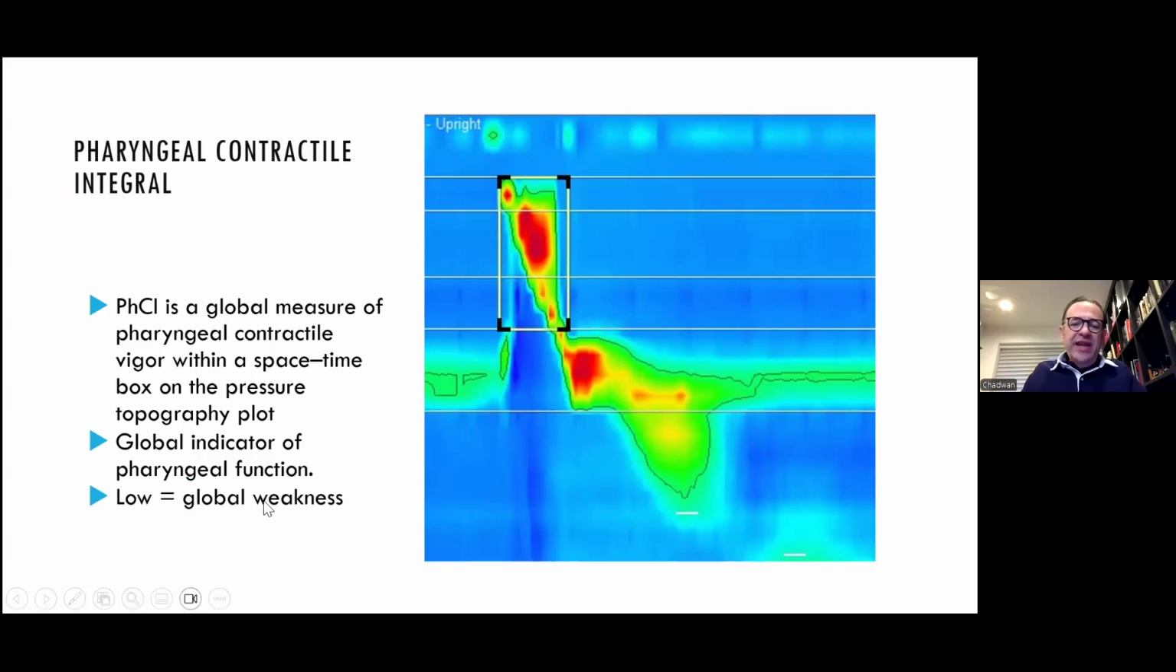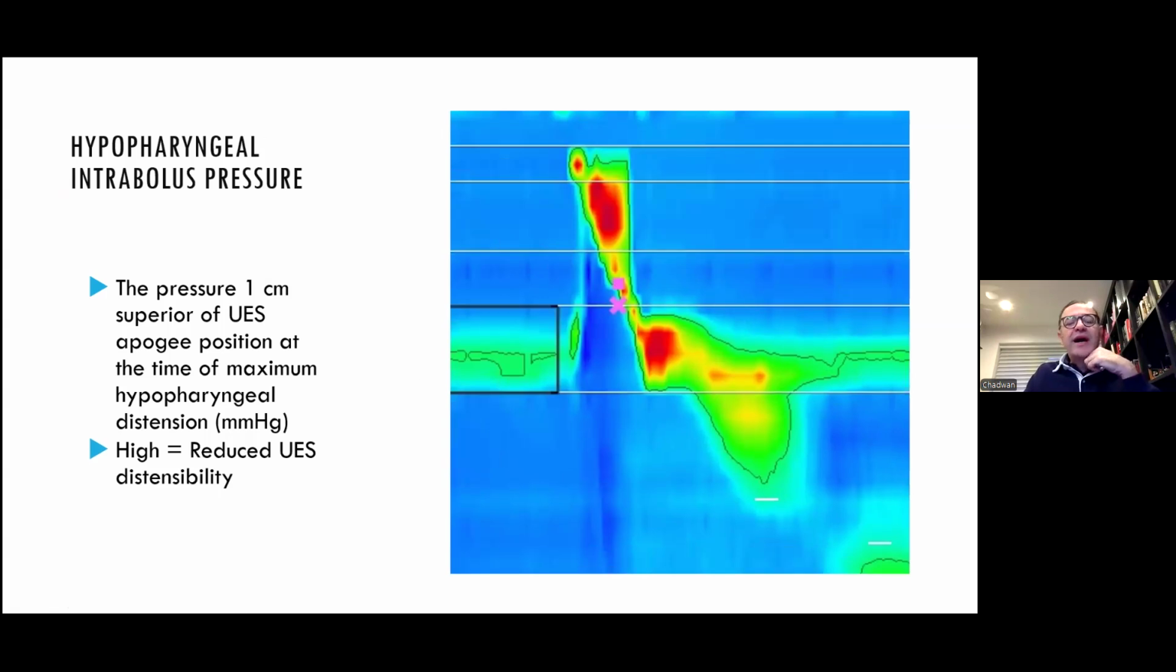So just very quickly, to look into what you can see in pharyngeal high resolution manometry. I look at the pharyngeal contractile integral, so that will give you the vigor of the pharyngeal contraction, and if that's weak, then you will have a global weakness of the pharynx, or if it's one part of it, then you will have localized weakness. I look at hypopharyngeal intrabolus pressure, so that's the pressure 1 centimeter above the apogee of the upper esophageal sphincter, and that will tell you if there is increased pressure in the pharynx, which means that the upper esophageal sphincter is not distending well.